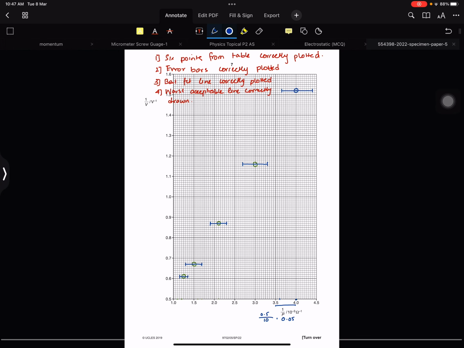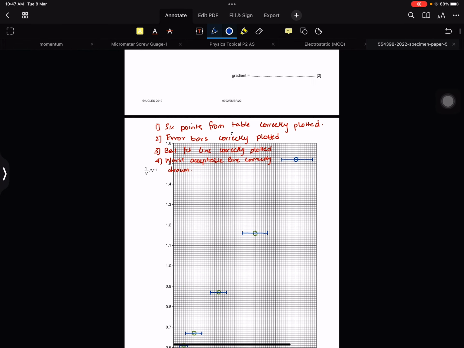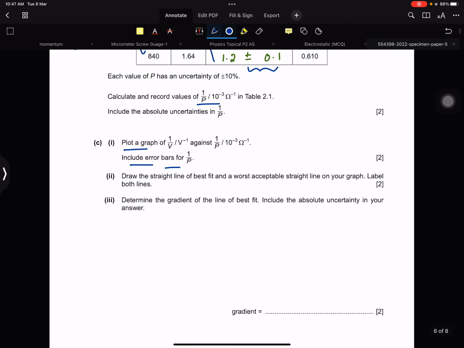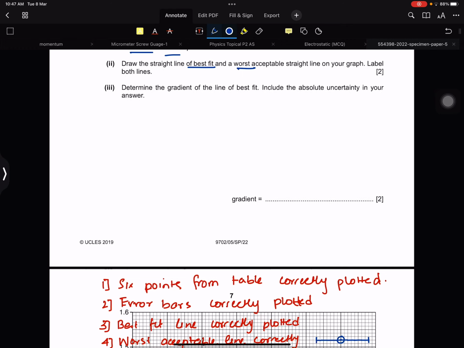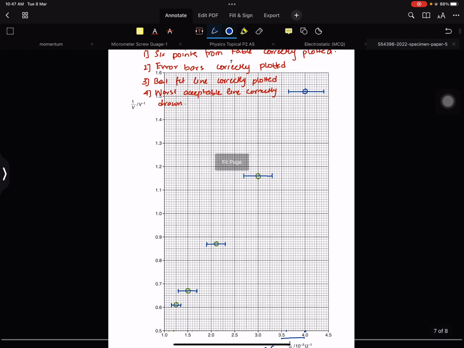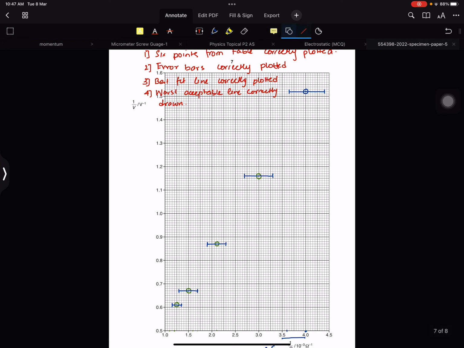Now once you have the error bars, you will be asked to draw a straight line of best fit, and the straight line of best fit and worst fit. Let me tell you what it means. The best fit line should be a line which equally divides the points above and below it. So I will try to attempt it now.